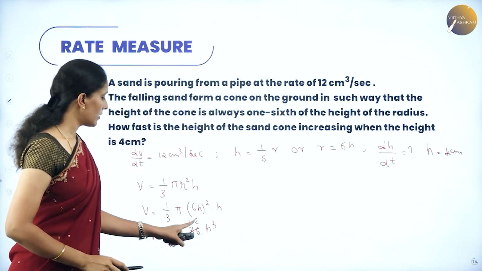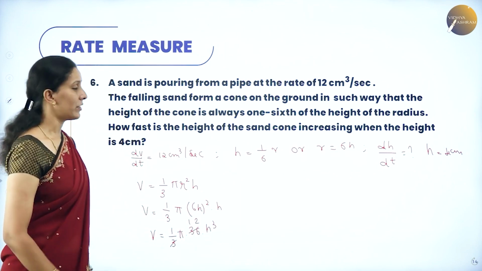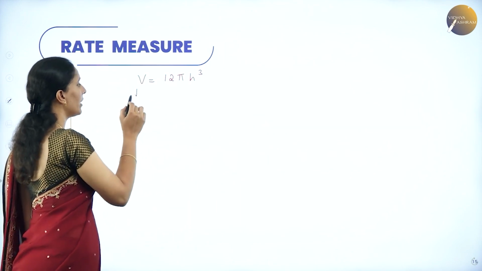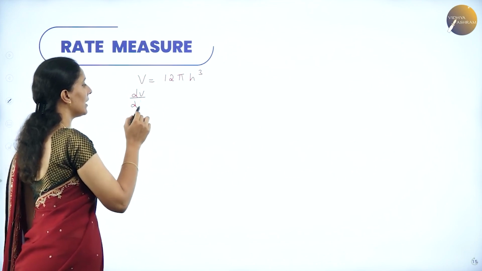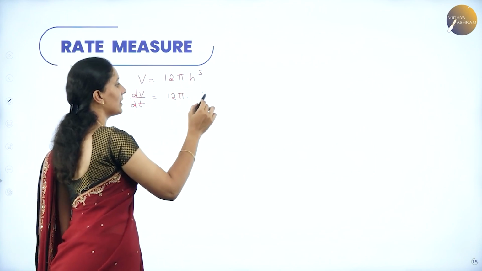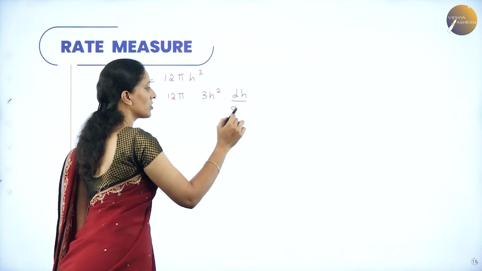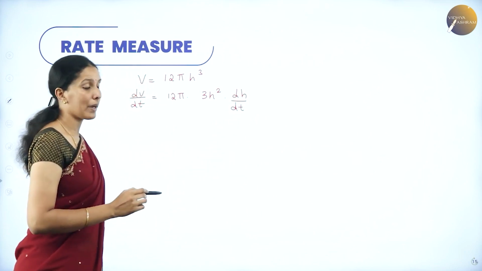So see here, it is 12 into 1, 12 pi h cube. Now let us derive it with respect to t. So when you derive it with respect to t, it is dV by dt. 12 pi is constant. h cube is nothing but 3h square into dh by dt, because we are deriving the quantities with respect to t.